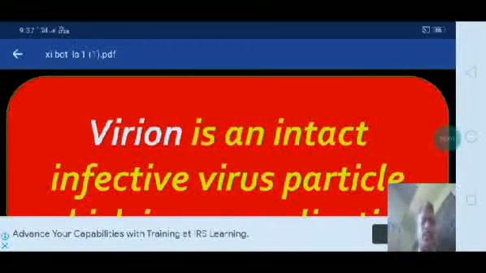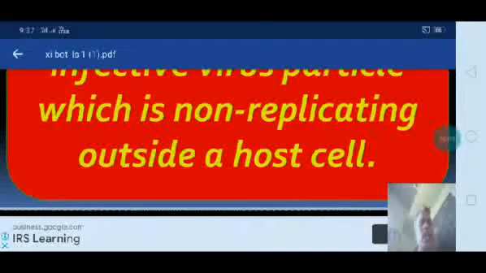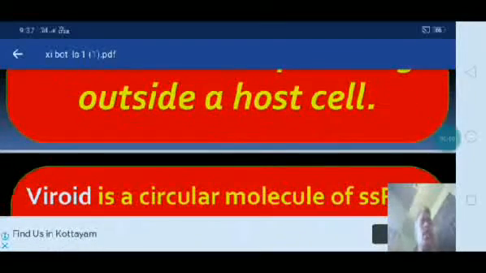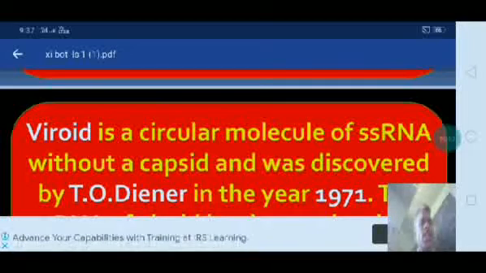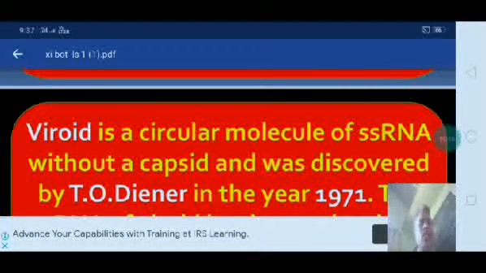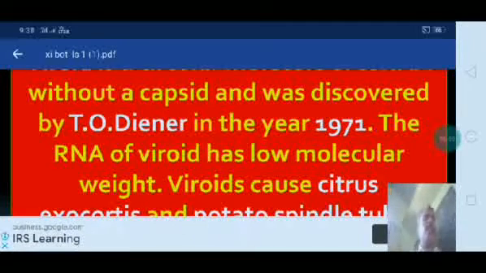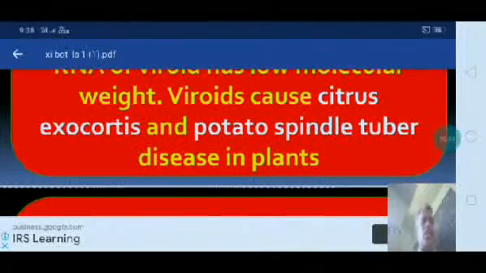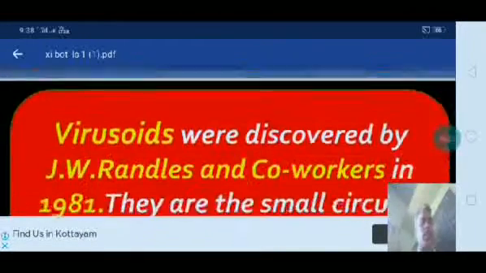What is a virion? Okay, a virion is an intact infective virus particle which is non-replicating outside a host cell. It will not replicate outside the host cell. Viroid is a circular molecule of single-stranded RNA without a capsid and was discovered by T. O. Diener in the year 1971. The RNA of viroid has low molecular weight. Viroids cause citrus exocortis and potato spindle tuber disease in plants.